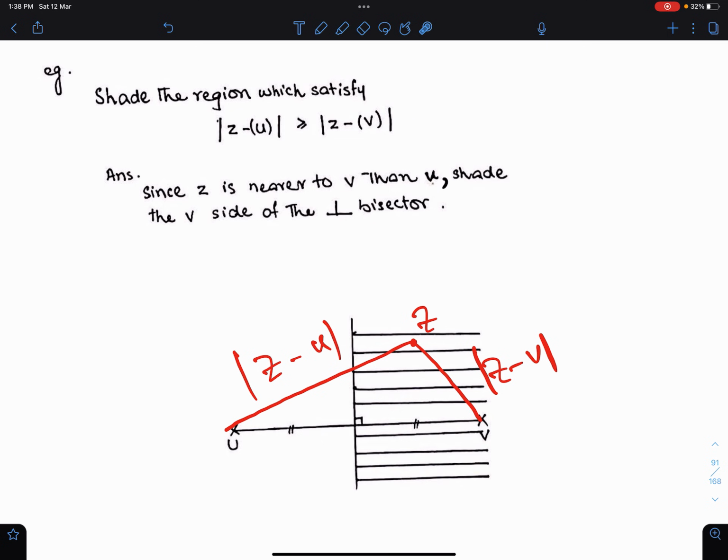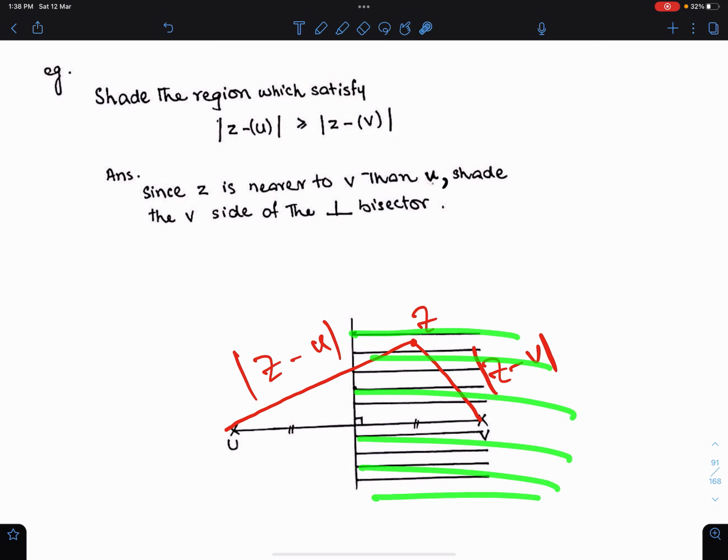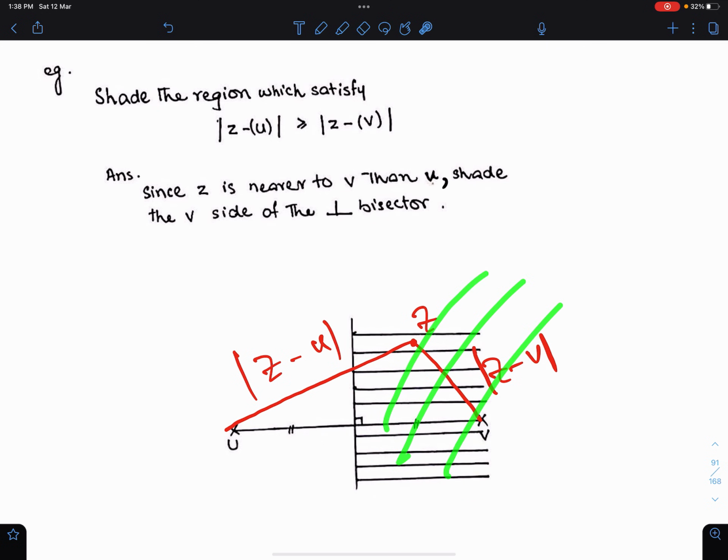Well, you can also understand this concept through this sign of inequality. This inequality sign is pointed towards v. So you have to shade the v side of the bisector. This is the required region. z is anywhere in this region, either on this bisector or anywhere in this region.